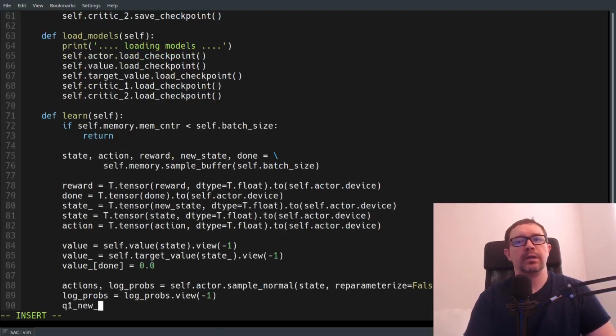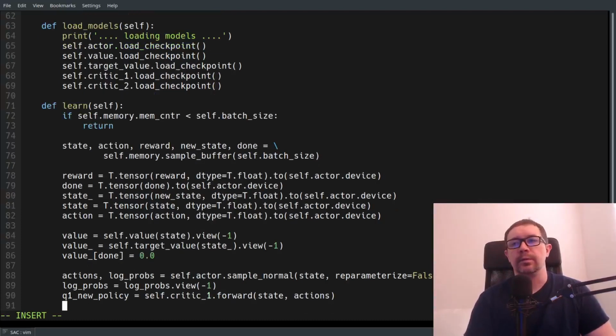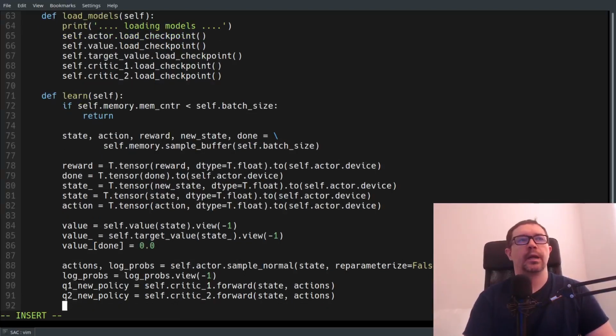And then we're going to need the Q values, the critic values, under the new policy. State actions. Notice I'm using actions and not action. Then we have Q2 new policy. State and actions. Our critic value is then going to be the minimum of those two.